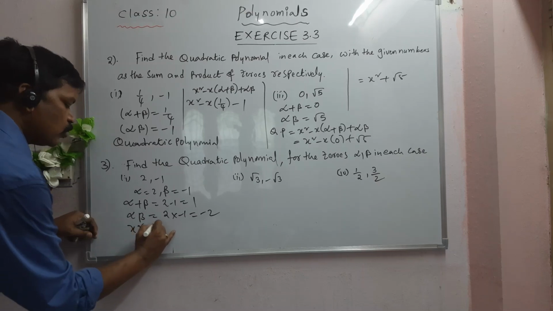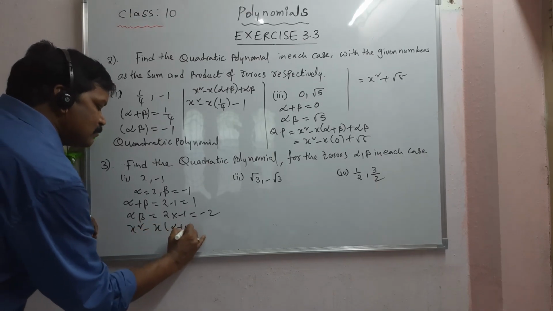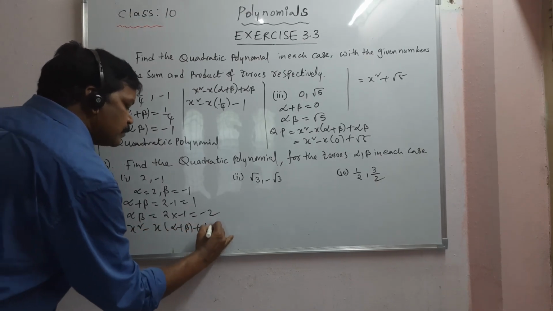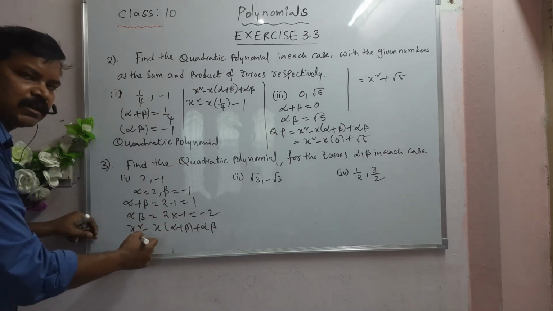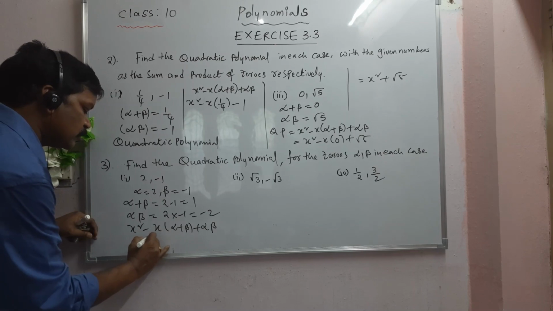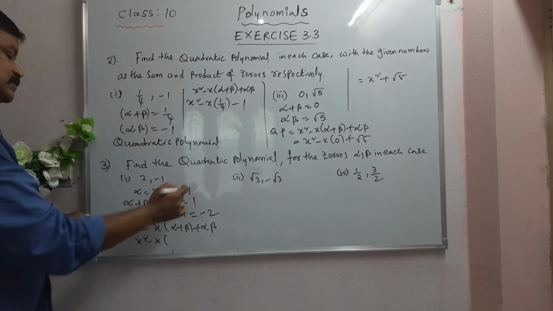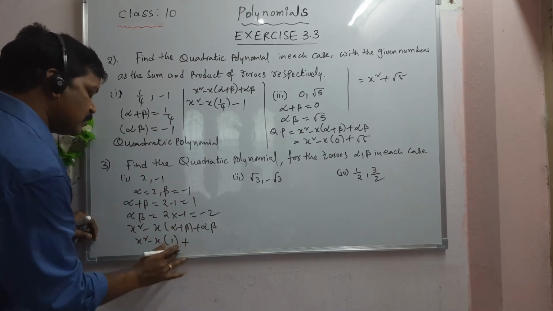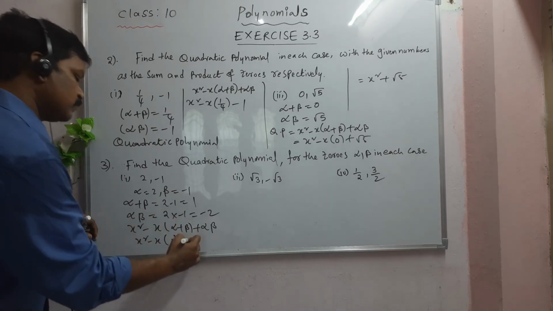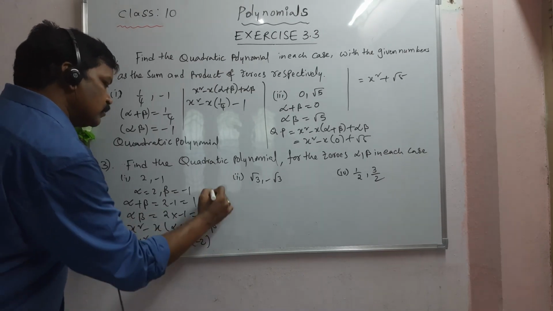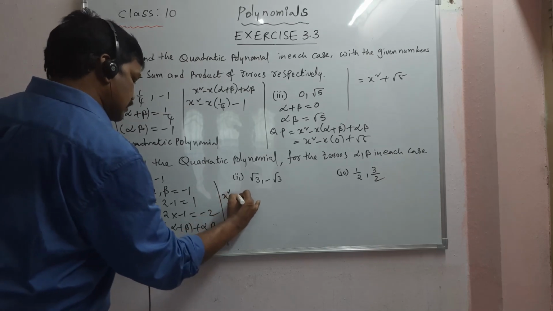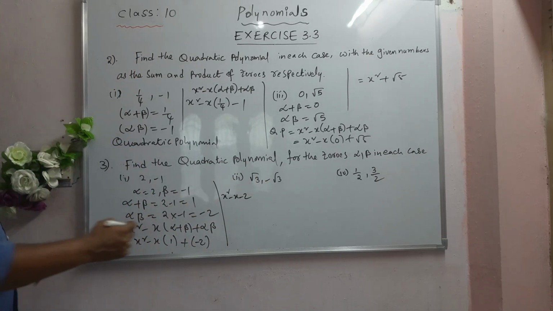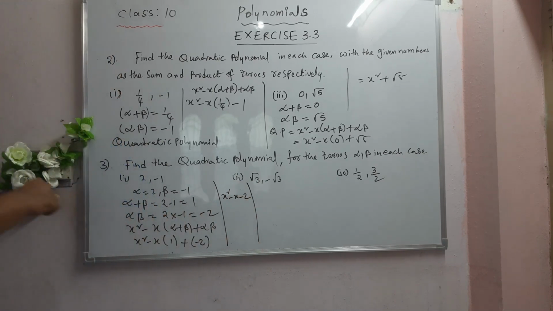So what is quadratic polynomial? X square minus x times alpha plus beta plus alpha beta. So substitute the sum and product in the polynomial. That means x square minus x times, what is sum of the zeros? 1 plus alpha beta means the product of the zeros is minus 2. So this is equal to x square minus x minus 2. X square minus x minus 2.